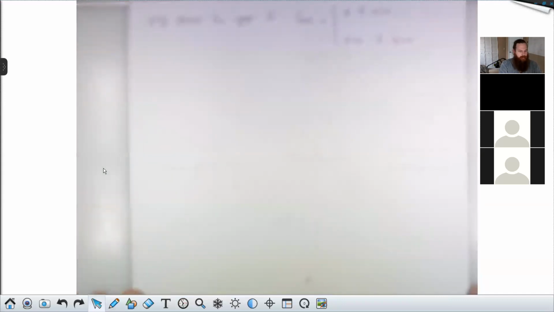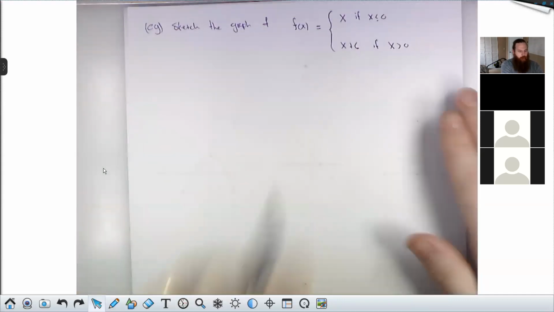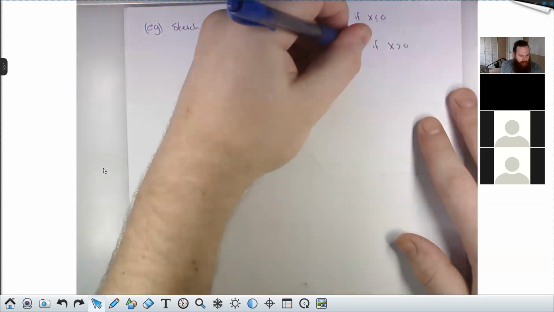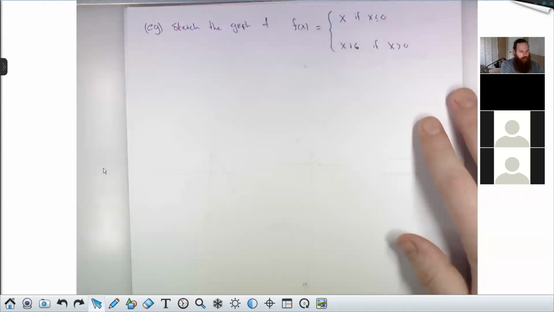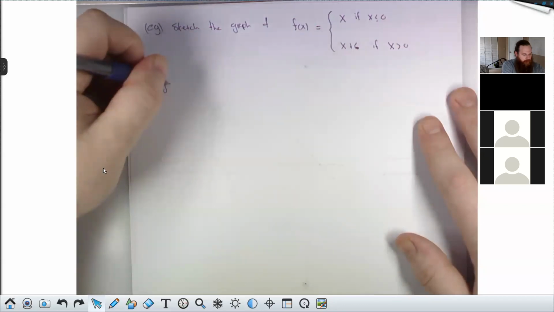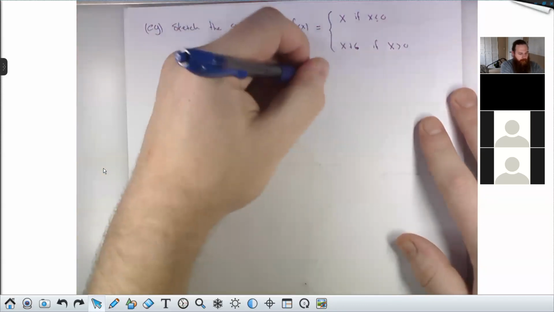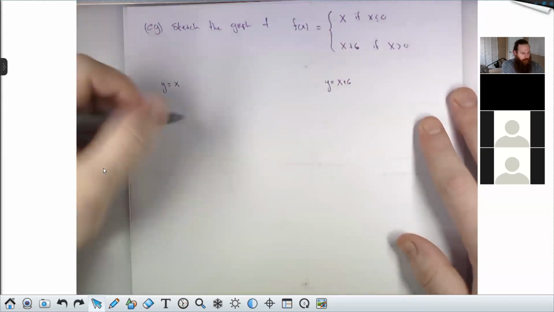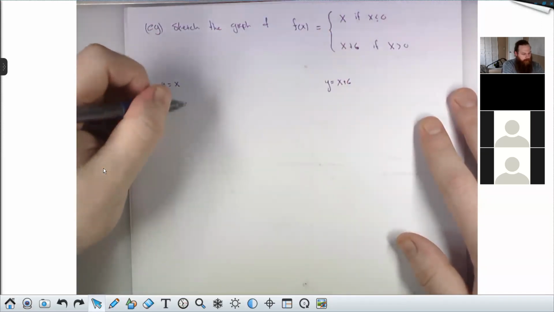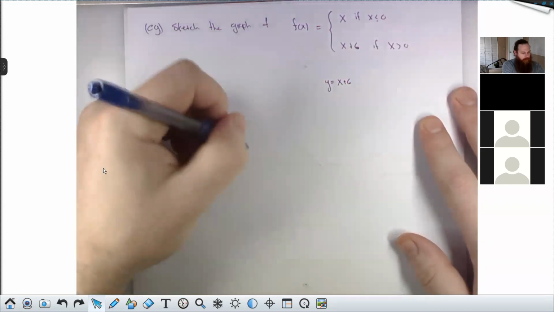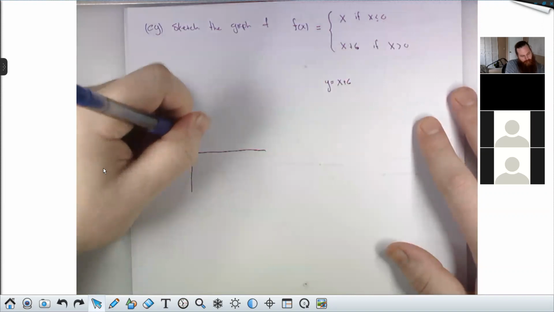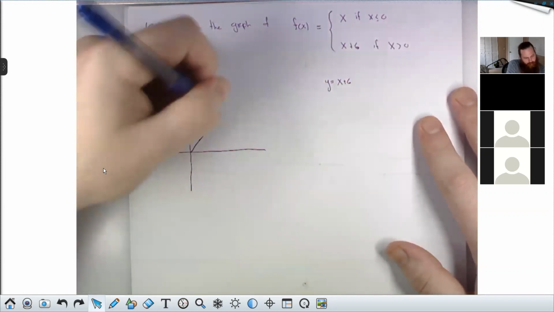So my two pieces here in this piecewise function, one of them is x and the other one is x plus 6. What I want to do is start by just graphing those two functions on their own. y equals x, okay, well that's a line through the origin with slope 1. I know what it looks like. It looks like this.